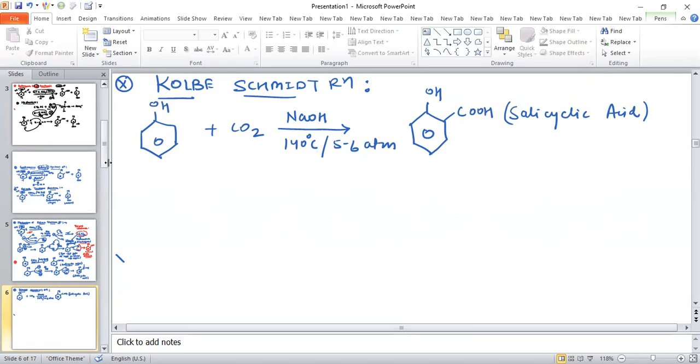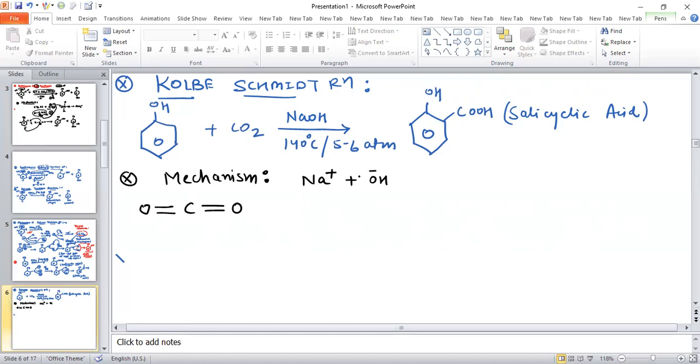Now see what is basically the mechanism of this reaction, the Kolbe-Schmitt reaction. We have CO2, so draw the structure of CO2. This is basically the structure of CO2. Now what happens? You can easily identify because NaOH is provided, so Na plus and OH minus. It will break in the form of Na plus and OH minus.